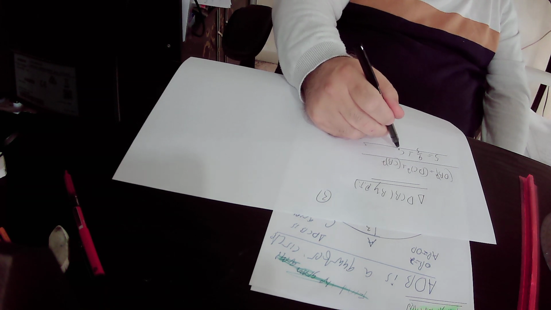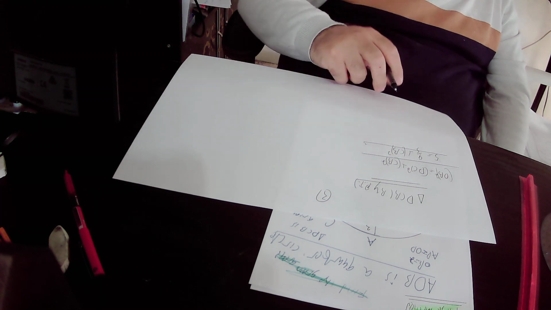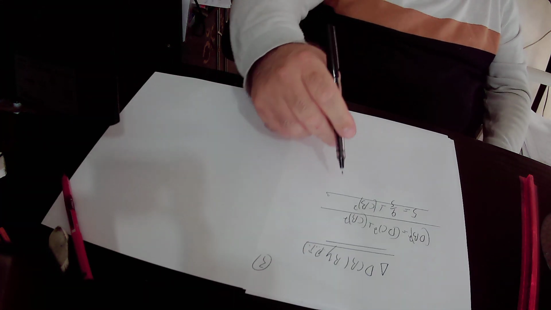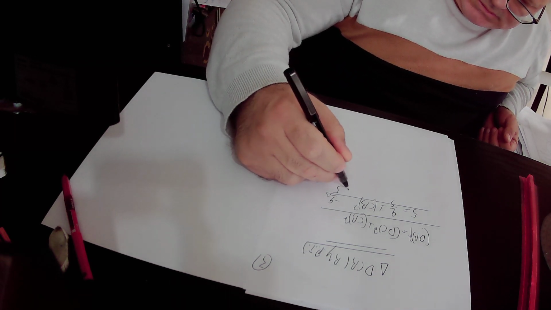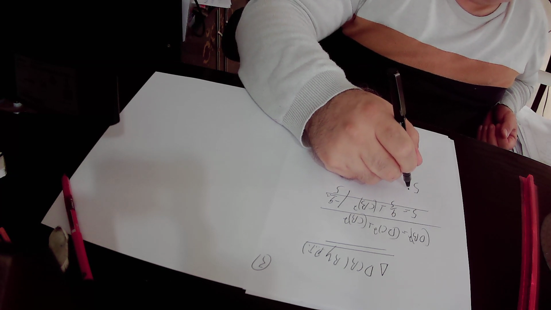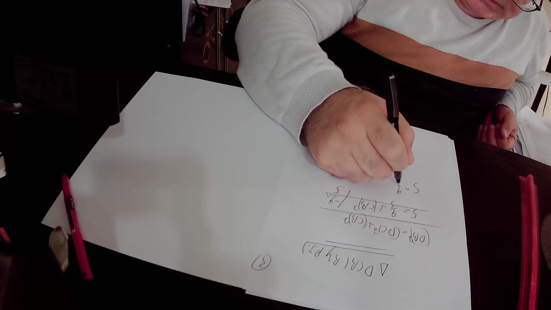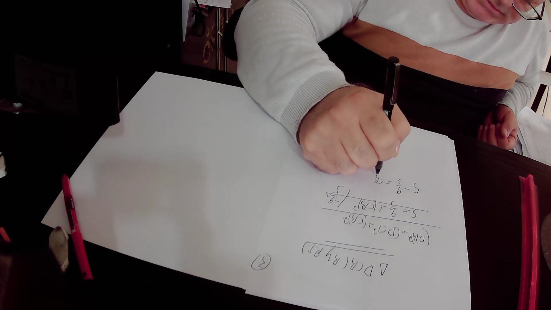plus CB squared, that is the missing segment, so we'll leave it as it is. Here we subtract 9 fifths from this equation, and we get that 5 minus 9 fifths equals CB square.